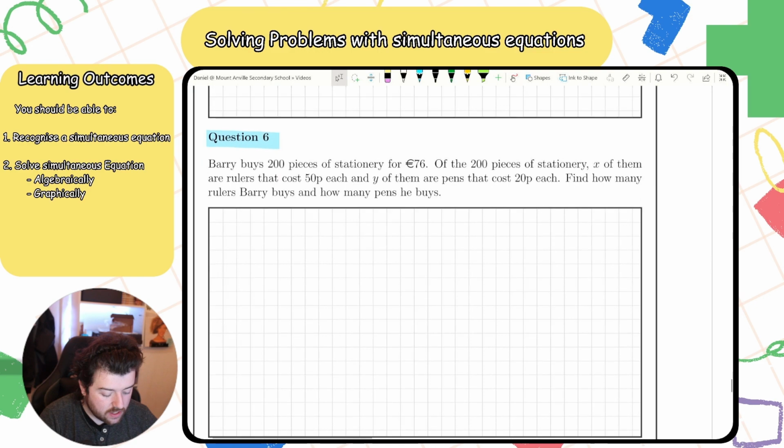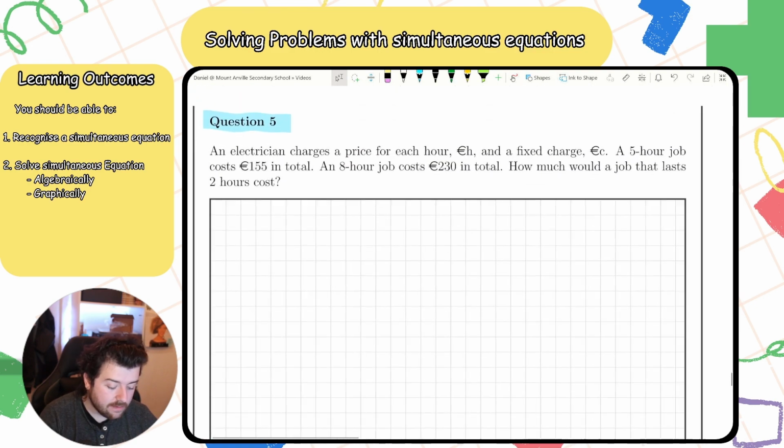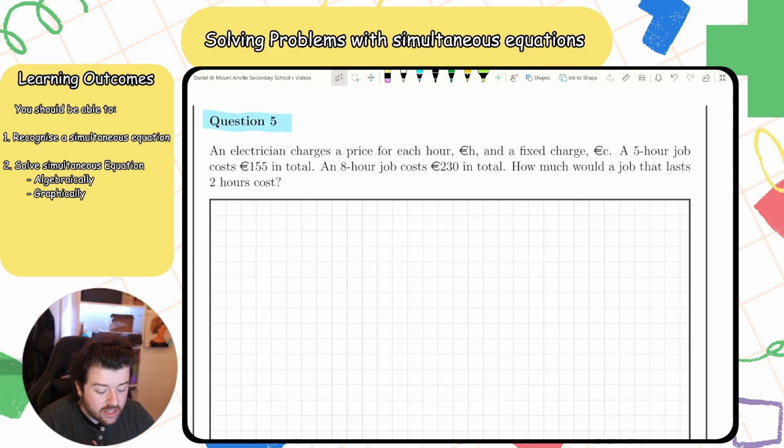Right, let's look at another example here. An electrician charges a price for each hour. So he charges €8 each hour and a fixed charge C. So this is where to be careful. What's a fixed charge, right? A fixed charge is just a charge that you have to pay and it does not change.